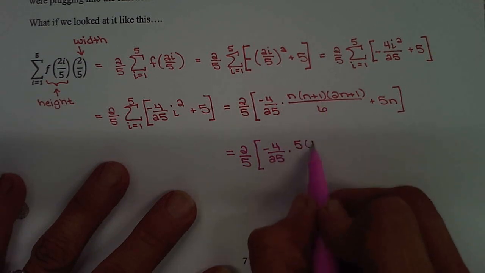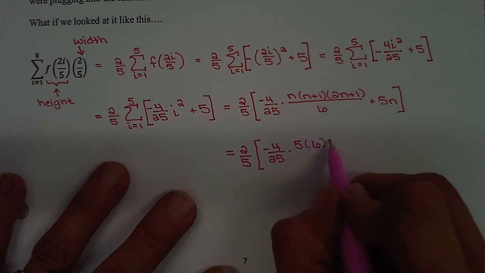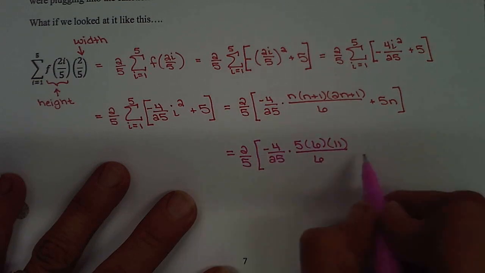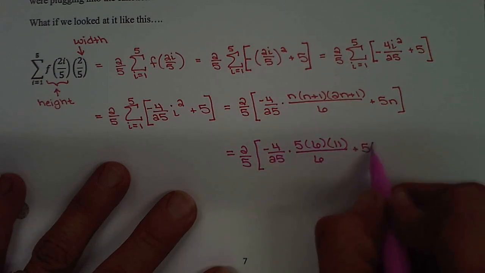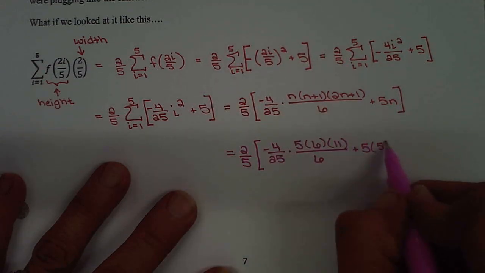5 plus 1 would make a 6. Twice 5 plus 1 would be an 11, all over 6, plus 5 times n, and again, our n is our upper limit of 5, so 5 times 5.